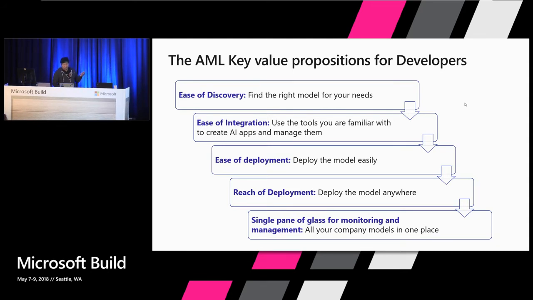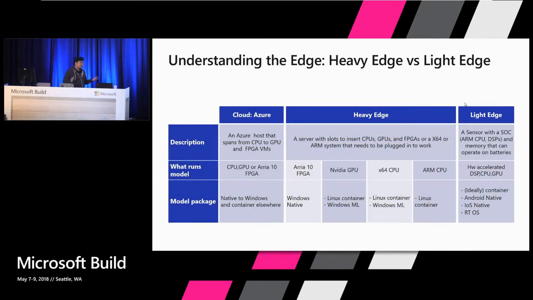Now, you've heard me talk about heavy edge and light edge. What does that really mean? These tables help to illustrate that. So Azure and the cloud, we have primarily CPU and GPU systems, and now we have Arria 10 FPGA-based systems. So that's heavy iron. We have thousands of servers running for you, and they are running these models natively to Windows, or when it's a native Windows model, like in the FPGA, or in containers using Docker when it's running in the Linux systems. Then comes the heavy edge.